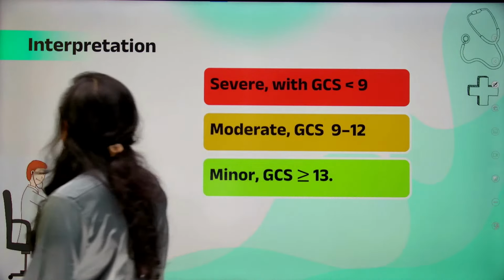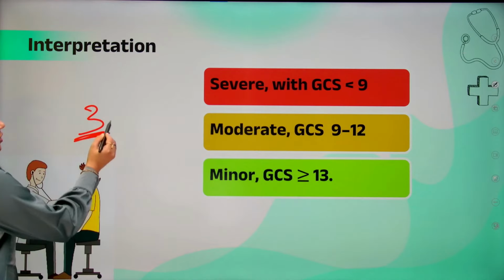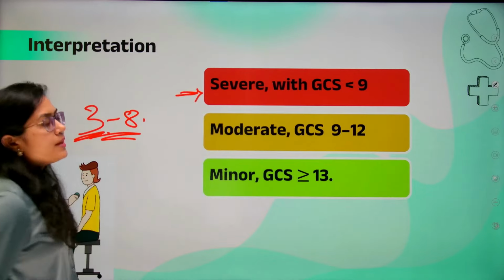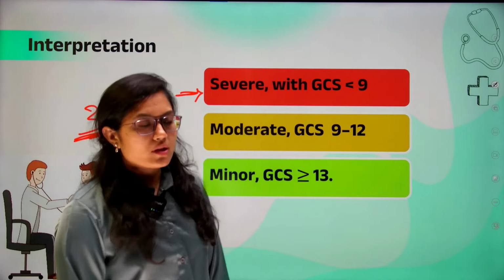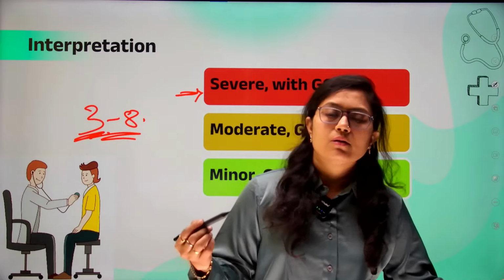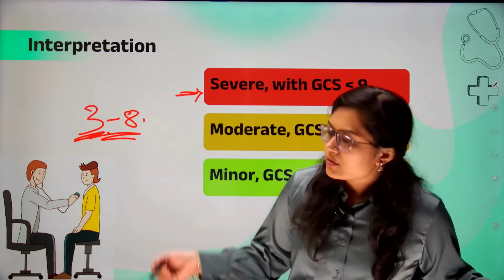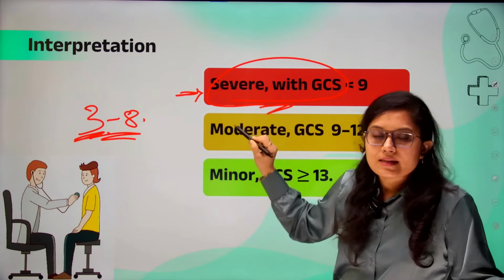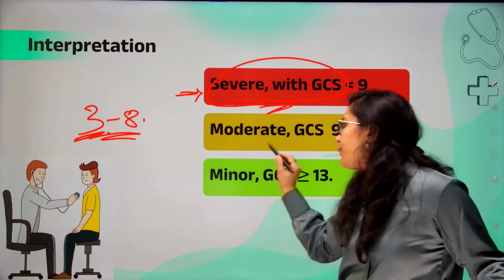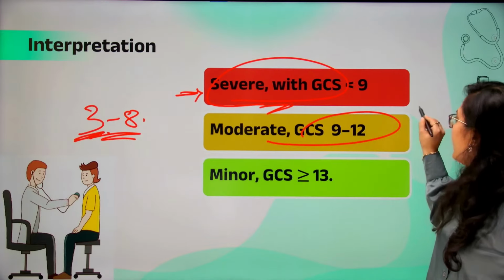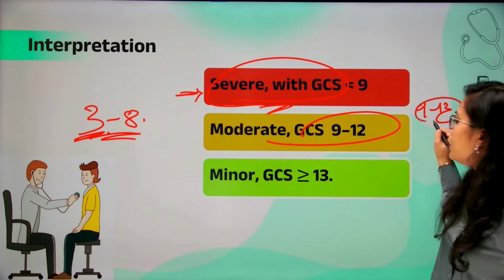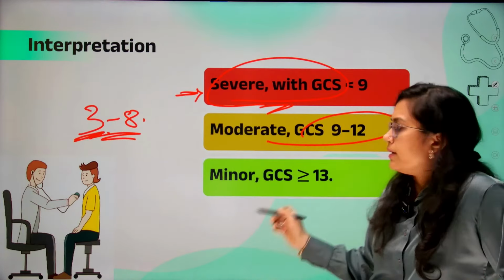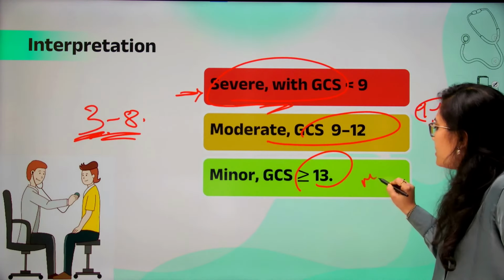Interpretation, as I told you, the minimum score is 3. So if it is 3 to 8 or less than 9, this will be considered as severe brain injury. Majority of such patients would be having more issues with consciousness and more difficulties, if it is 8 or 9 or less than that. If it comes between 9 to 12, then it is considered moderate. And last, if it is more than or equal to 13, then the patient is having a minor brain injury.